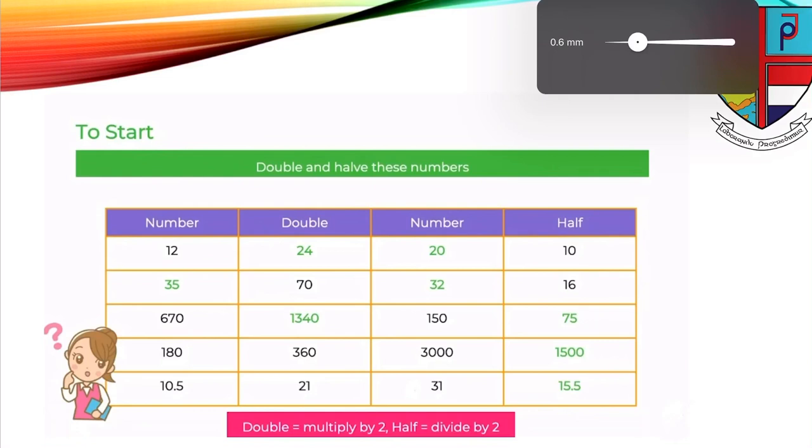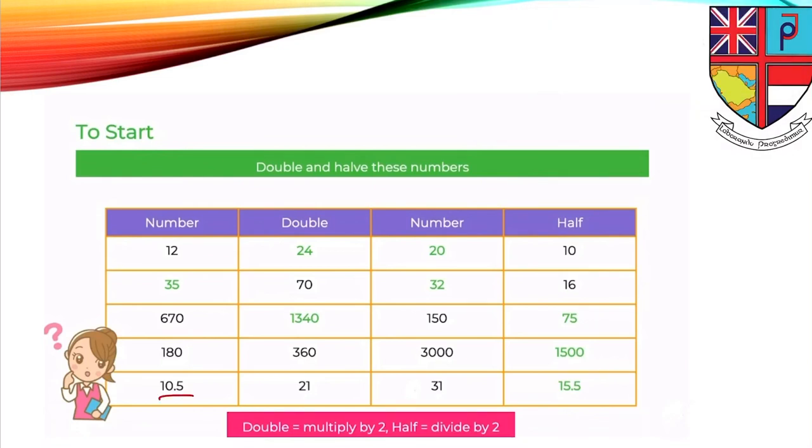Let's go here. So we've got 10.5, and we've doubled 10.5, we've had 21. If you were unsure of how to do that one, we'll split up the number, we'll partition the number again. So we've got a 10 and we've got a 0.5. And remember, in doubling, what are we doing to the number? We're multiplying it by 2.